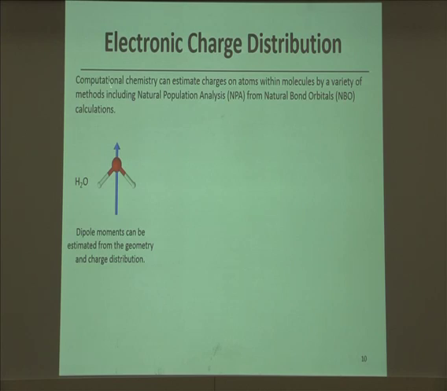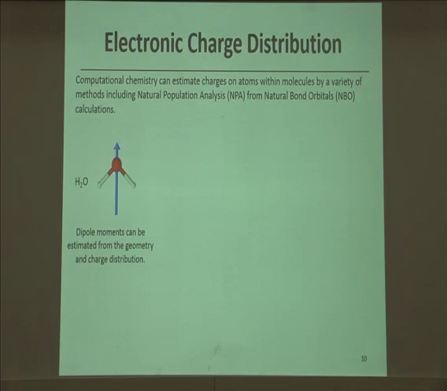All of the charges that I'm using are going to come from a natural population analysis calculation, which is done using natural bond orbital theory, which was developed here at the University of Wisconsin by Frank Weinhold. And these types of calculations you're going to do frequently in Chem 344. We're going to use some outputs from these types of calculations based on a very good geometry to see if we can understand the charge distribution in a few simple molecules. And so we're going to start with water.